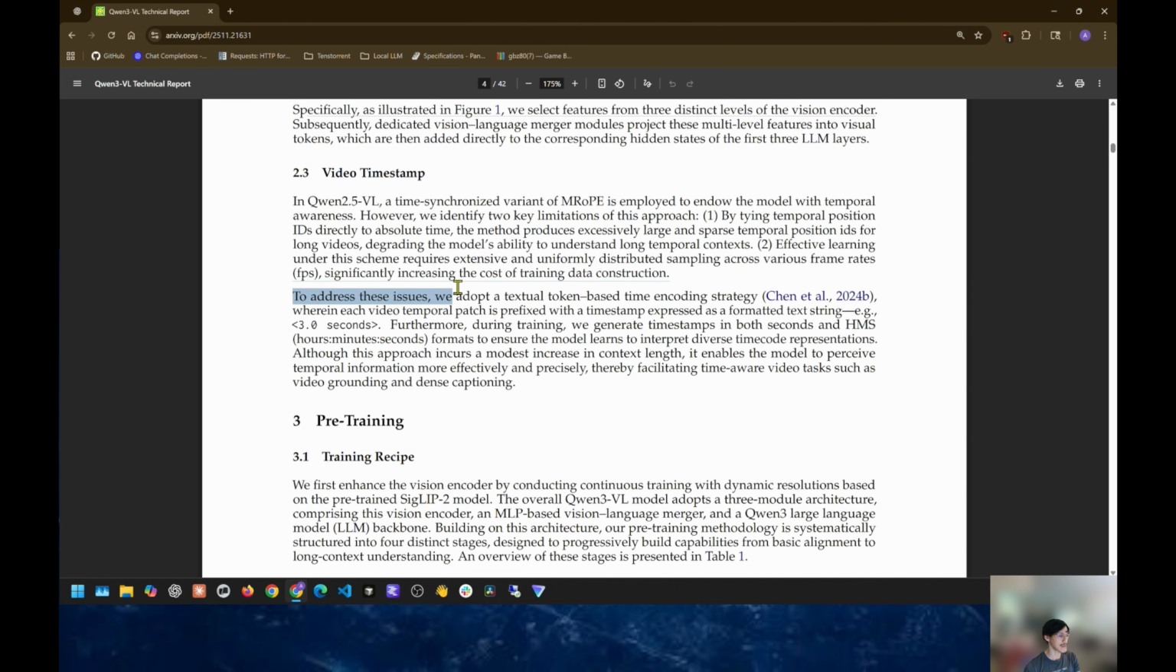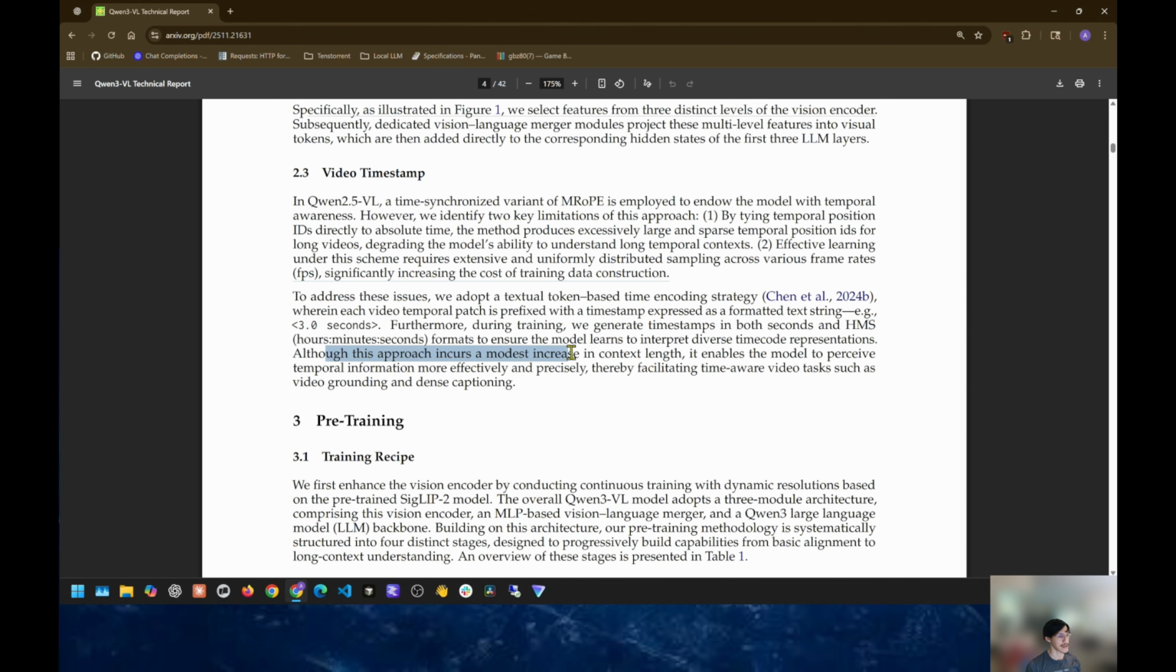To address these issues, we adopt a textual token-based time encoding strategy, wherein each video temporal patch is prefixed with a timestamp expressed as a formatted text string. For example, 3.0 seconds. Furthermore, during training, we generate timestamps in both seconds and hours, minutes, seconds formats to ensure the model learns to interpret diverse timecode representations.